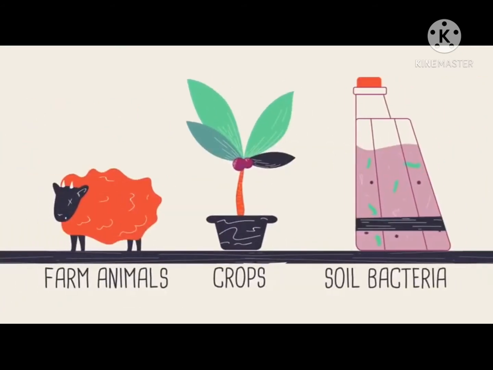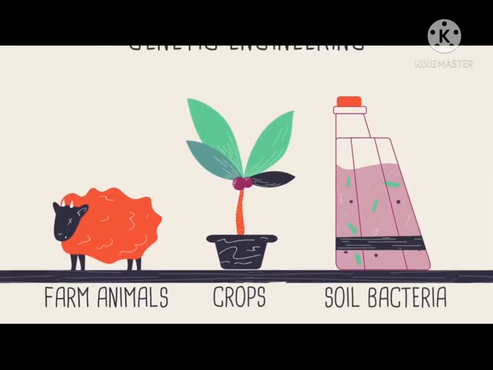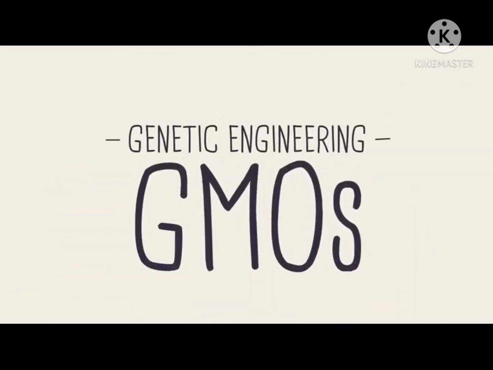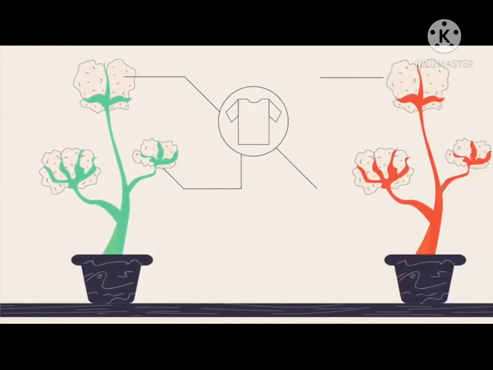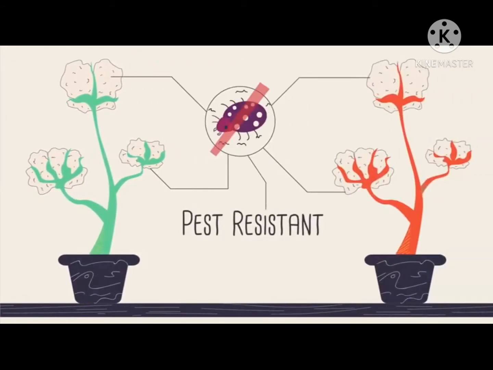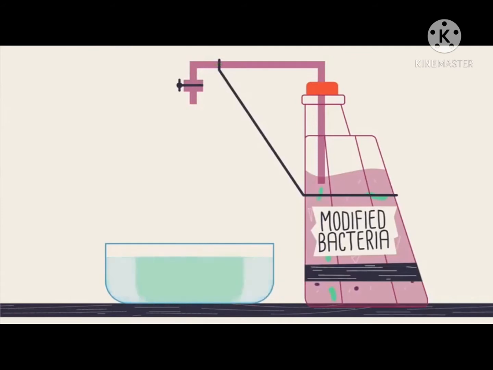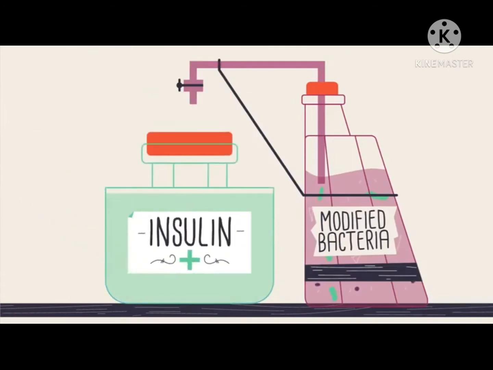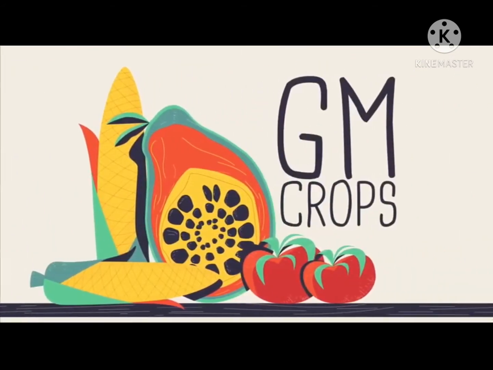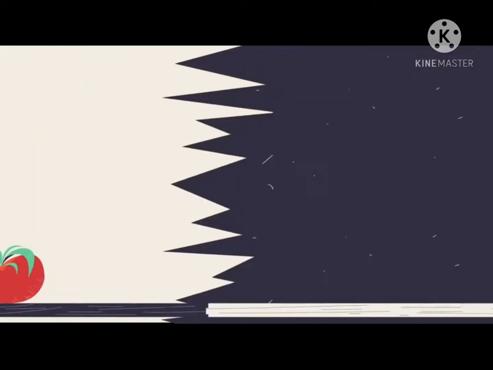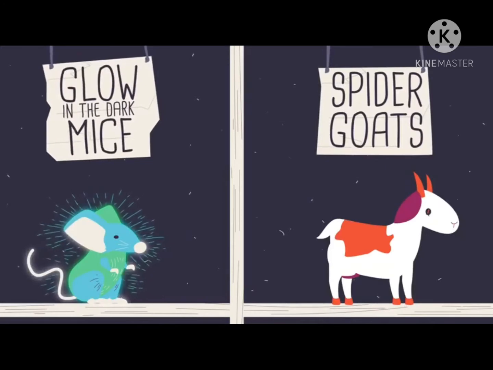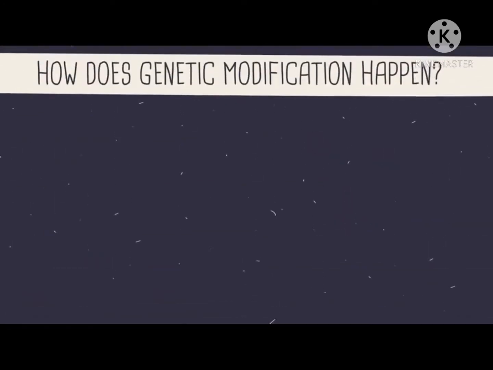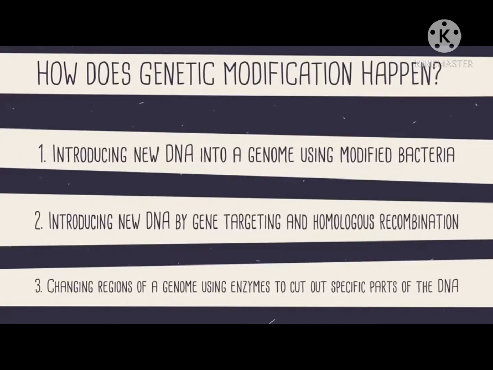Crops, farm animals, and soil bacteria are three of the most common uses of genetic engineering to make GMOs. The cotton plant that grows the cotton for your t-shirt might have been genetically modified to be pest resistant, or the bacteria modified to produce life-saving medicines, as well as the better known GM crops that we eat. And then there's some wacky organisms like spider goats and glow-in-the-dark mice. Firstly, let's find out how genetic modification happens. The short answer is there are a couple of different ways.